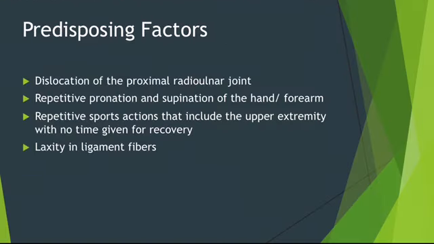Patients may be predisposed to an annular ligament tear if they dislocate the proximal radial ulnar joint, as well if they are often performing repetitive supination and pronation. Laxity in the annular ligament may also predispose patients to a tear because it allows too much motion of the radial head in the radial notch of the ulna.